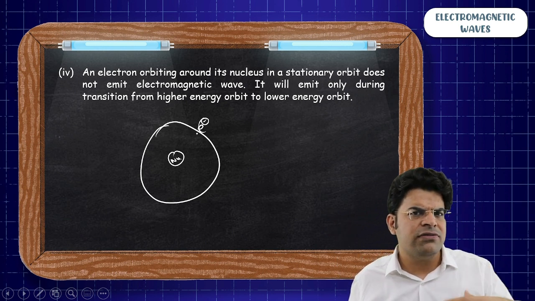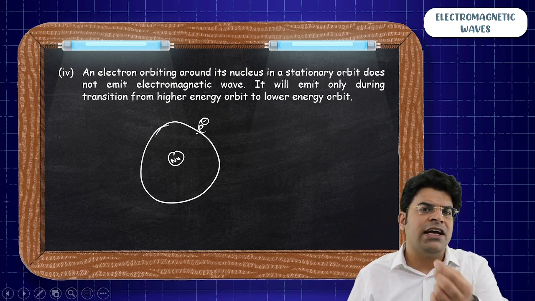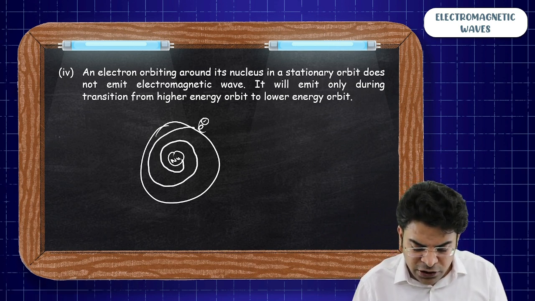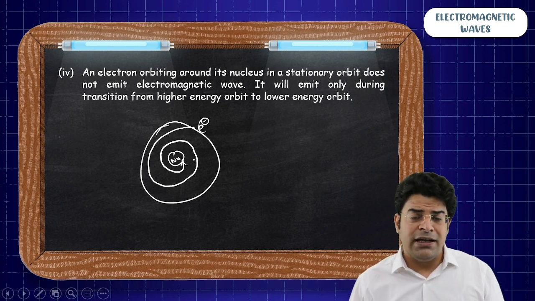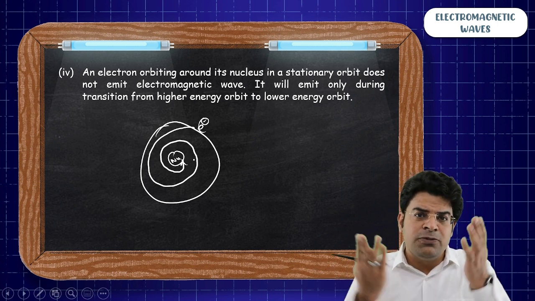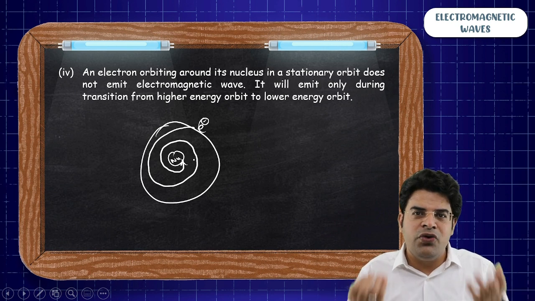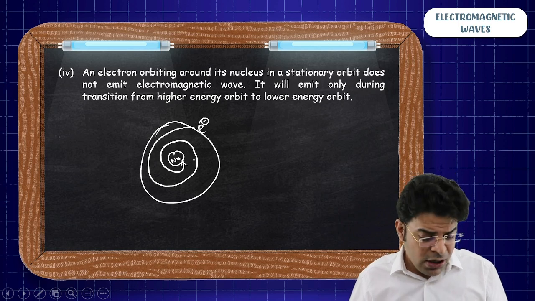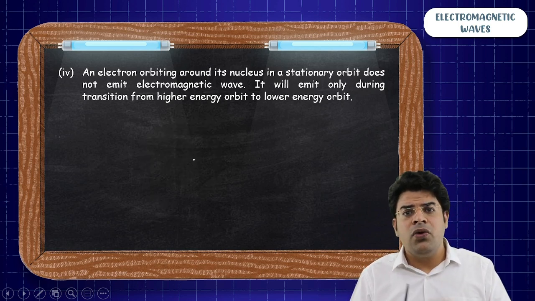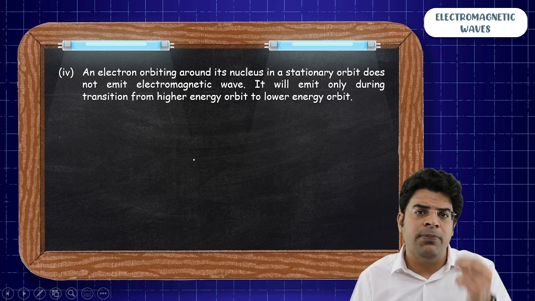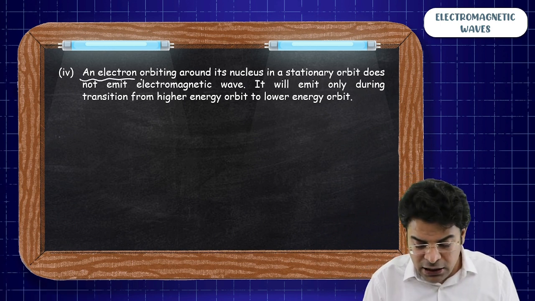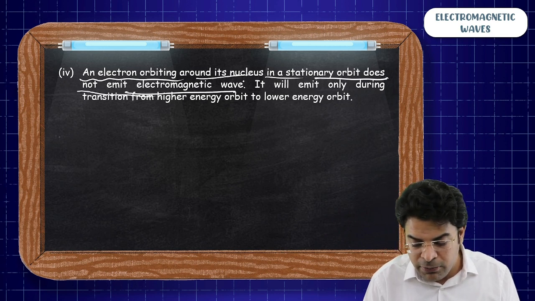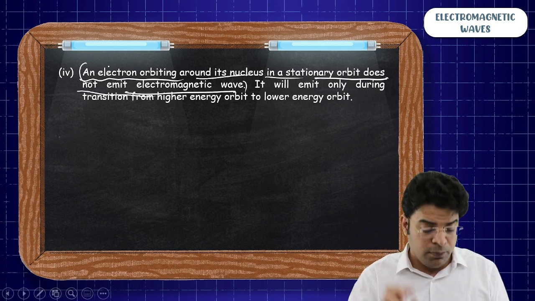And if the electron gives out electromagnetic radiation, then its energy should keep on decreasing and the electron should eventually spiral down into the nucleus. But if this happened, all the electrons would spiral down into the nucleus and there would be no atoms at all in this universe, and you and me wouldn't exist. So this can't be true. Since Bohr had no explanation for this, he took it as a postulate. And he said that an electron orbiting around its nucleus in a stationary orbit does not emit electromagnetic waves. This comes from the first Bohr postulate.